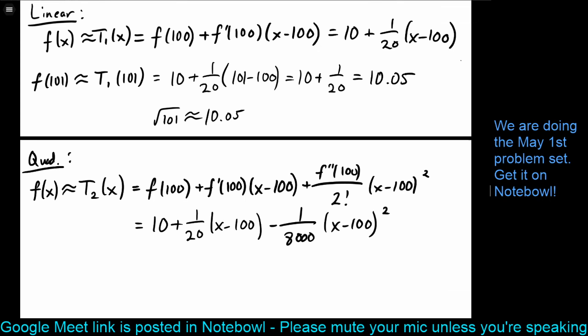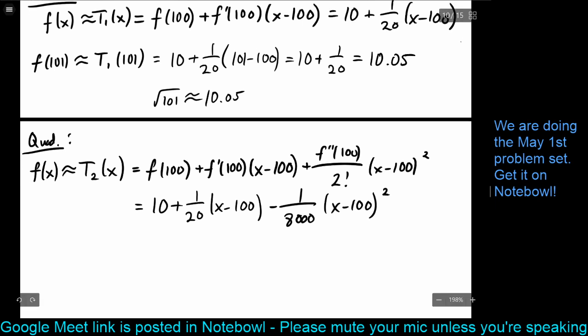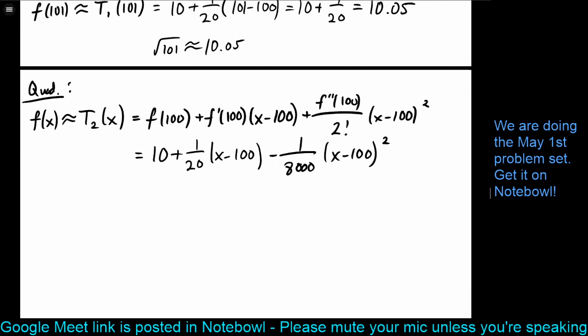Now, I chose square root of 101 so that these numbers don't work out too bad. But if you wanted to approximate square root of 110 or 104 or something like that, you would use this same polynomial, you just plug in 104. The approximation won't be as good as the 101 approximation is, but the higher degree you go, you still get a good approximation. All right, so let's do this for 101.